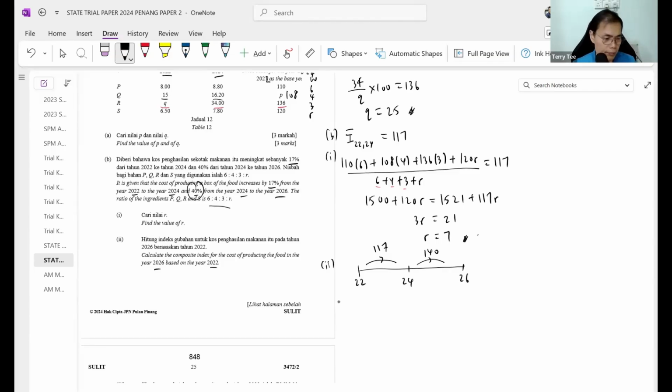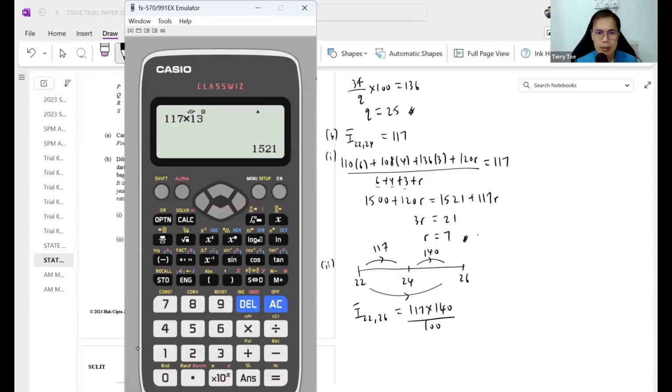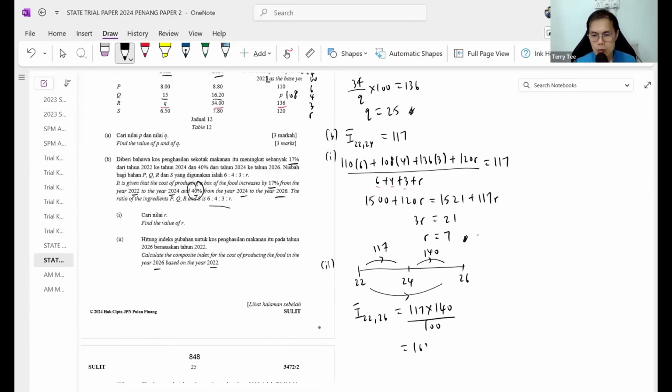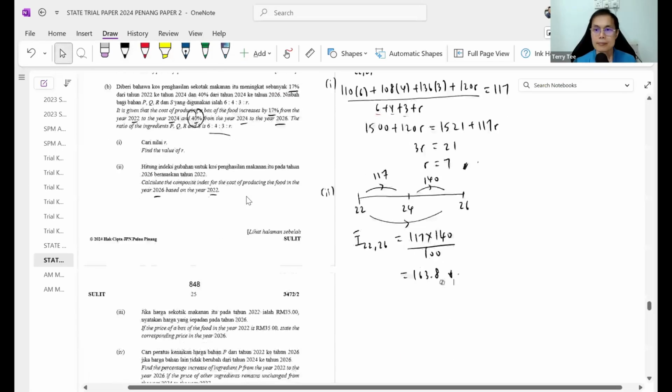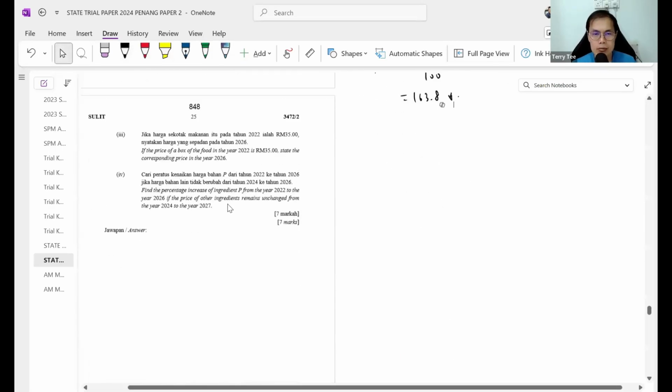Okay, now to find the overall increment, which is the index from 22 to 26, or we say 26 based on 22, we take 2 consecutive indices, multiply together, divide by 100. That is 117 multiply 140, divide 100. I got 163.8. Yeah, 163.8. Okay. All right. Now, let's move on.